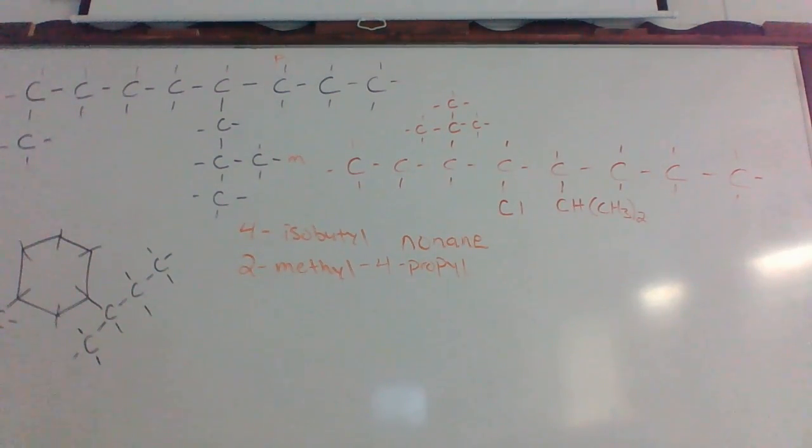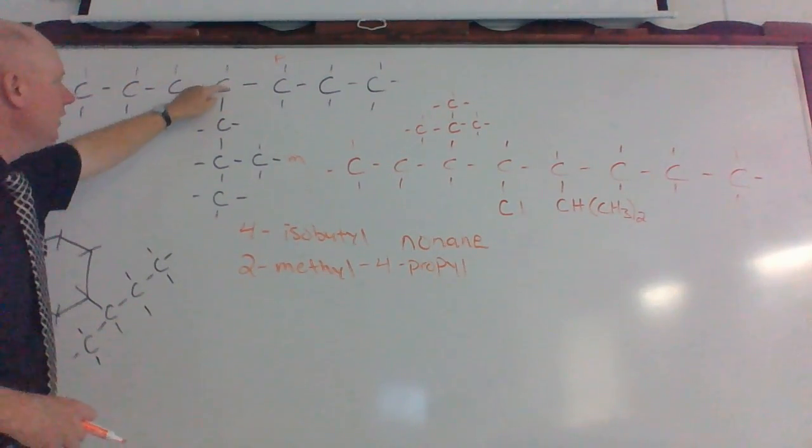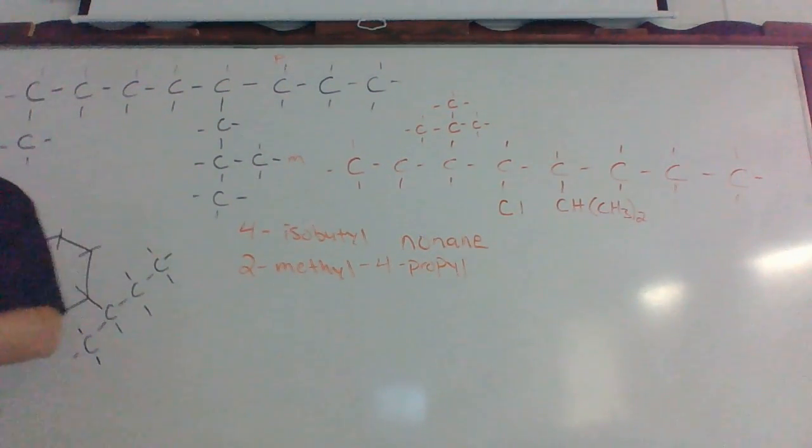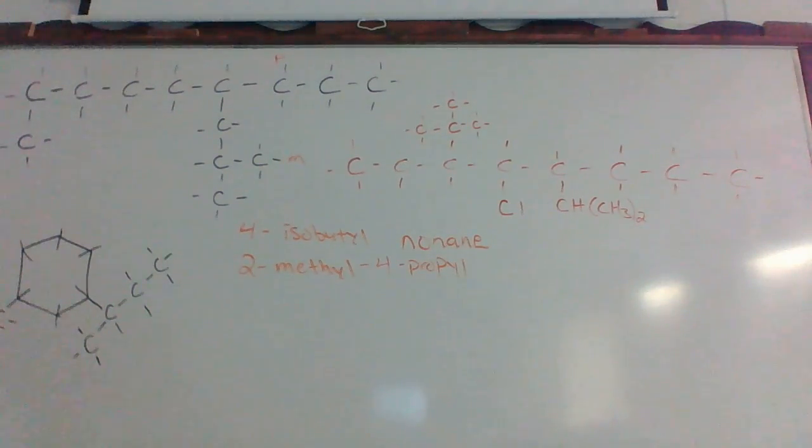Right? And of course, we would not be going this direction. 1, 2, 3, 4, 5, 6, 7, and 8. Numbers are just too big. Okay. One thing you can say those are isomers.